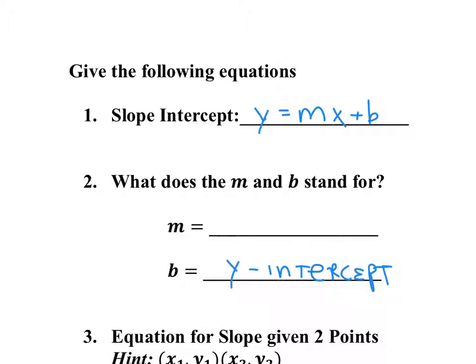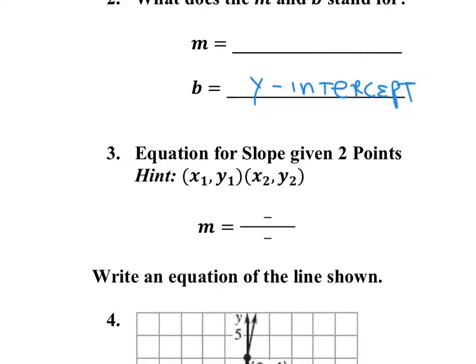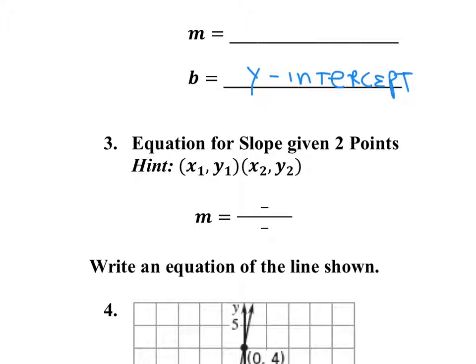Y-intercept, it's where it crosses the y-axis. And then number 3, what's the equation for the slope if you're given 2 points? So how do we find slope? Remember, that is y2 minus y1 over x2 minus x1. Okay? So I gave you 3 of those. The only one you really needed to come up with on your own was the slope up here in that last one.